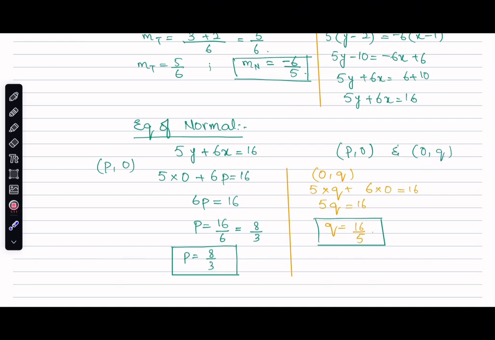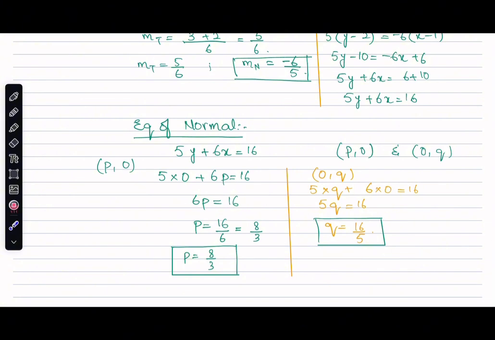Solving for q, I should substitute x with 0 and y with q. So it's 5 times q plus 6 times 0, which shall be equal to 16. 5q equals 16, or q shall be equal to 16 by 5. So this is how this question needs to be solved, and this is how we do differentiation and equations of tangent and normal for different kinds of word problems.